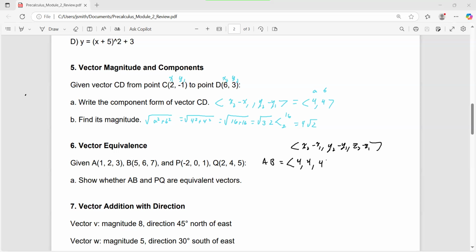All right, and then you just got to do PQ next. So therefore, again, since Q's second, I go Q minus P. So 2 minus negative 2? Positive 4. 4 minus 0? 4. 5 minus 1? 4. So are these two vectors equivalent? Yes. By distance and direction. If they would all have been negative, it would have been the same distance, just different direction. So any questions on 5 or 6?